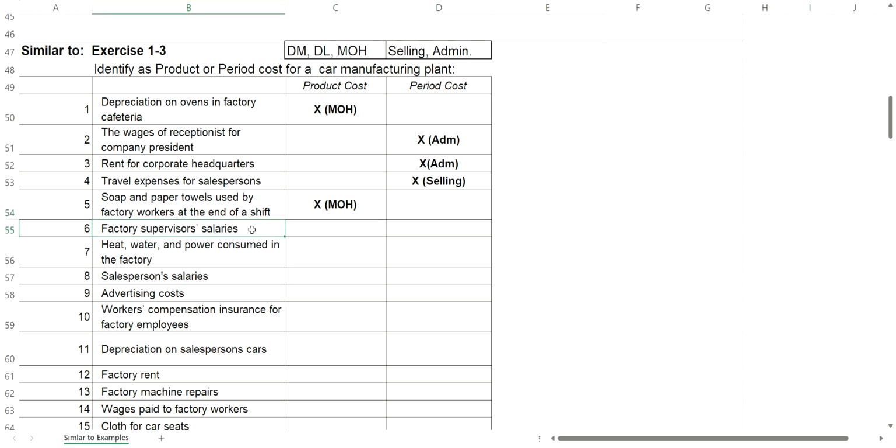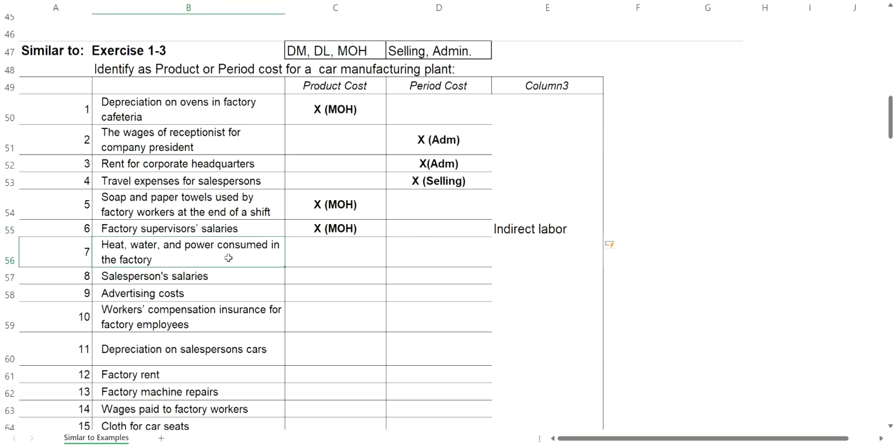Factory supervisor's salary. Remember, we talked about in the last video that a supervisor's salary would be considered indirect labor, and that indirect labor is part of manufacturing overhead. It's indirect labor because the supervisor is not actually working on the product. So therefore, I will put an X and note that it's manufacturing overhead, and I'll just make a note to the side that it is indirect labor.